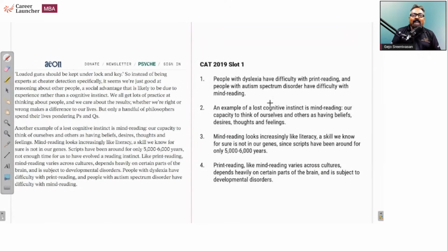Okay, I have taken this paragraph jumble question from CAT 2019 slot number 1. On the left hand side is the source of that particular question, and it's taken from Aeon essays. And this is from this particular paragraph, not the first paragraph, the second paragraph. What I want you to do is to just pause the video. Well, this is premiering, so you can't pause the video. Okay, no problem.